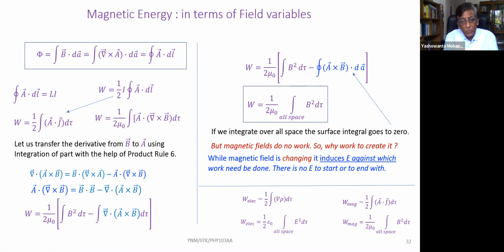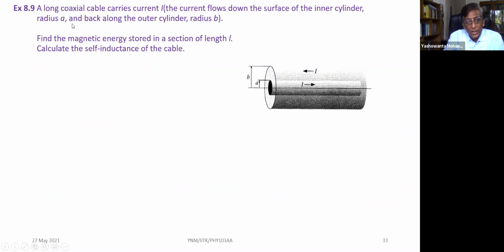I did this at this point of time because Faraday's law was necessary to figure out why you were doing work. And the magnetic energy through, first I came through the circuit route, that is L, inductance, and then we could convert that into field terms, in terms of field variables.